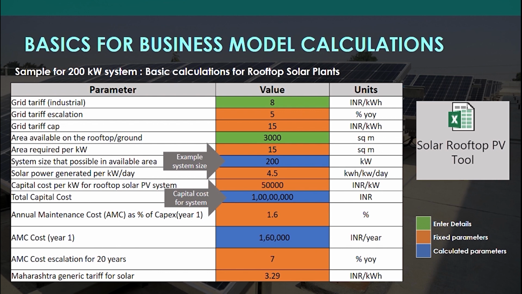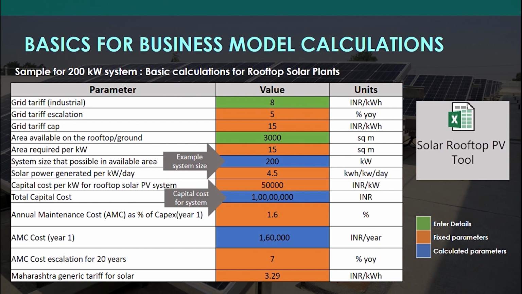The grid tariff is something that you can either get by talking to these organizations or by looking at the electricity bills of these organizations. The grid tariff escalation we can consider for around 5% year on year with a cap of around 15 rupees here. The area available on the rooftop or on the ground around the premises can be found by speaking with the stakeholder that you want to assess this model for. The area required per kilowatt can be considered to be around 15 square meters.